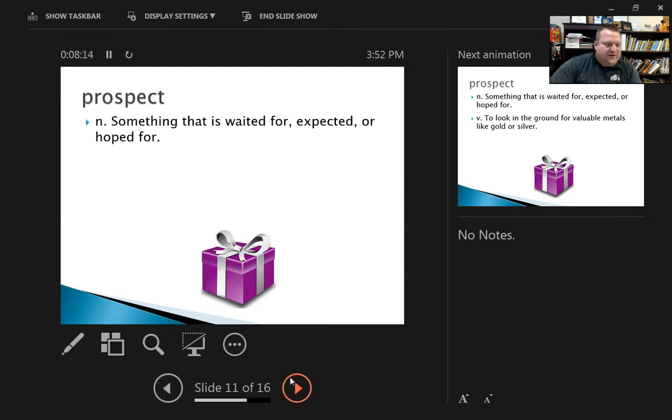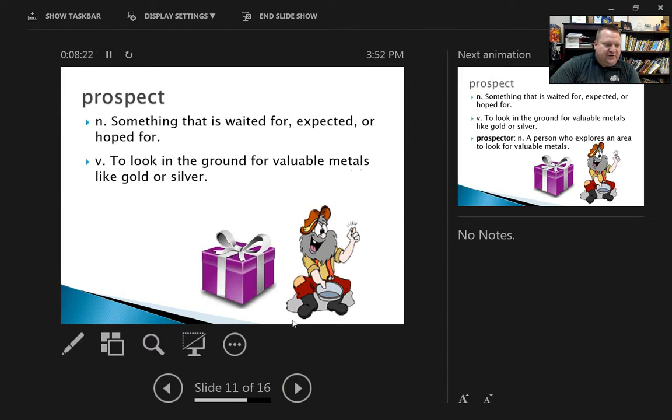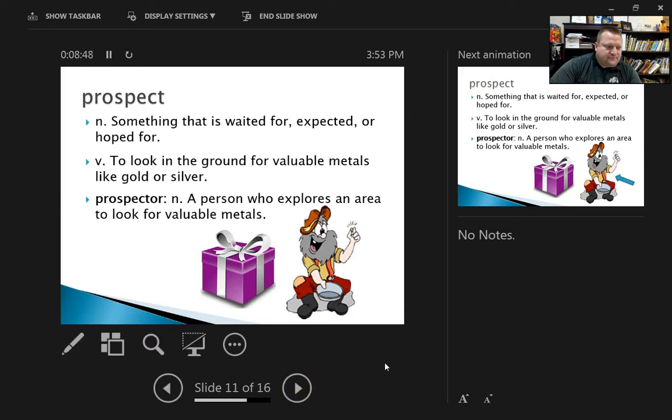It can also be a verb, which means to look in the ground for valuable metals like gold or silver. So there are people called prospectors who look in the ground for valuable metals like gold or silver. Here's a picture of a guy. He's got that little tin pan in his hand, and they would reach that tin pan down into the riverbeds, and they would shake it out, and they'd get rid of all the sand, and they were hoping to find usually gold, silver, other types of precious metals that might be available in the ground, and sometimes washing in through rivers and streams. A prospector is a person who explores an area to look for valuable metals. So these two go together.